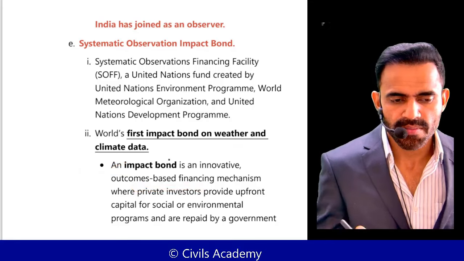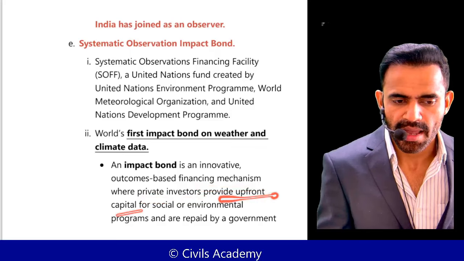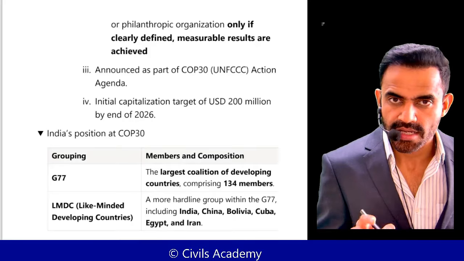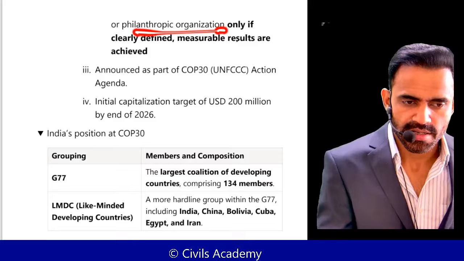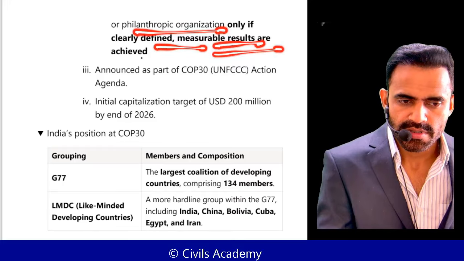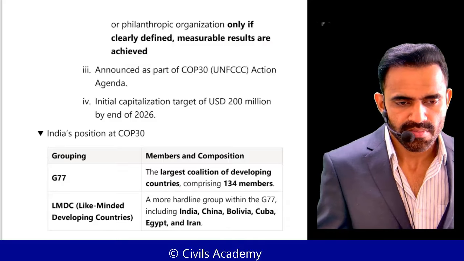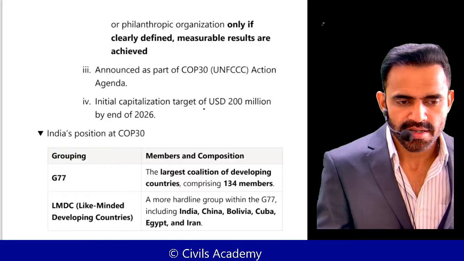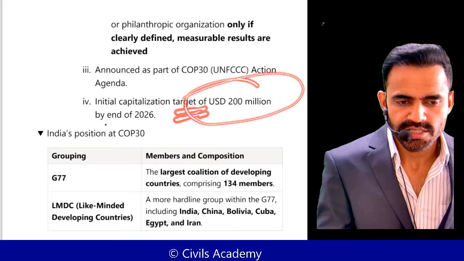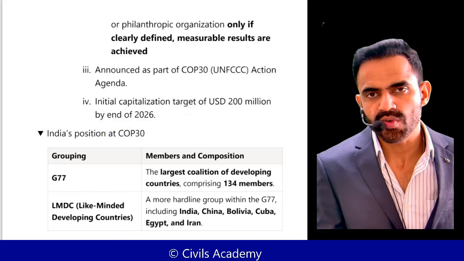It is an outcome based financing mechanism where private investors provide capital for social and environmental programs, and they are repaid by the government. They will be repaid on outcome or on impact, if clearly defined measurable outcomes are achieved. Okay, so this was announced as a part of COP30, and the initial capitalization target is $200 million by 2036. So these were some of the important outcomes.